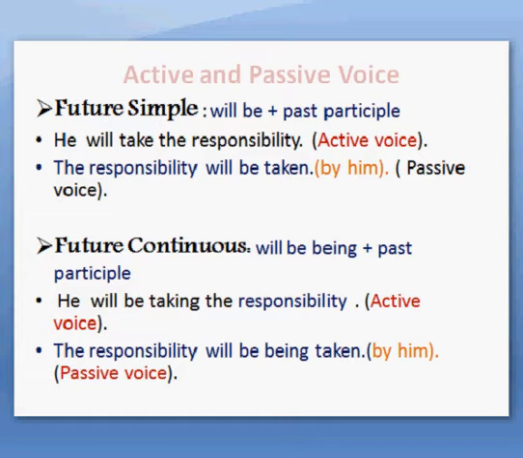In the future simple tense, use will be plus past participle. For example, he will take the responsibility. This is active voice. The responsibility will be taken by him. This is passive voice.